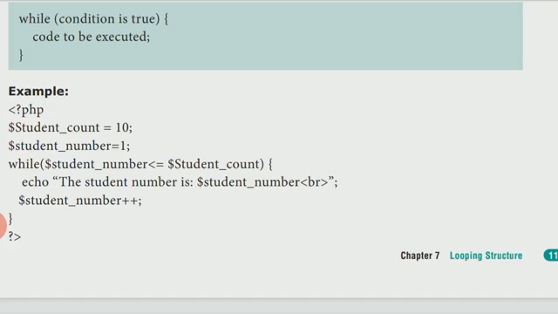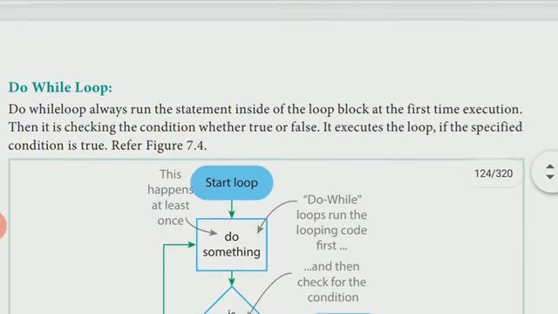After that you increment by 1, and when the 10 count is finished, if you increase again, the count becomes 11, and at that time the condition becomes false. So we stop the process, that is the loop exits and it moves to the next statement of your program. This is the while loop.